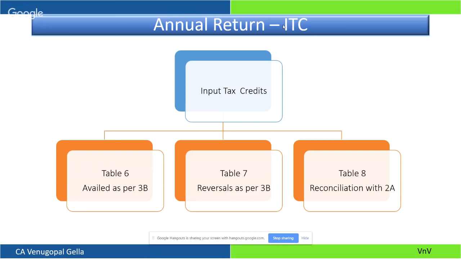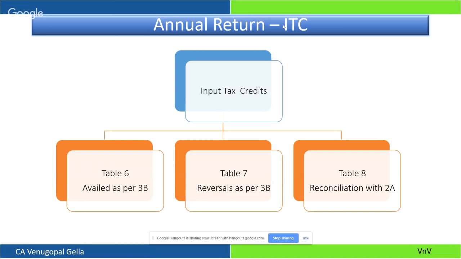Table 7 is the input tax credit which is reversed. Table 8 is the reconciliation with 2A. Please note, the input tax credit which is reported in GSTR 9 is as is, basis whatever is there in 3B. There is no new credit which will be added in the GSTR 9, nor an ineligible credit which can be reversed in GSTR 9. You cannot avail a new credit nor reverse a credit which has been already availed.